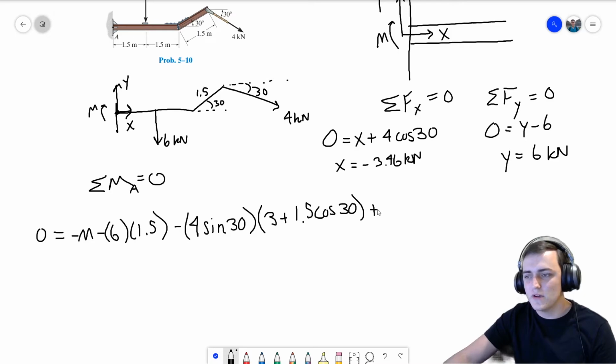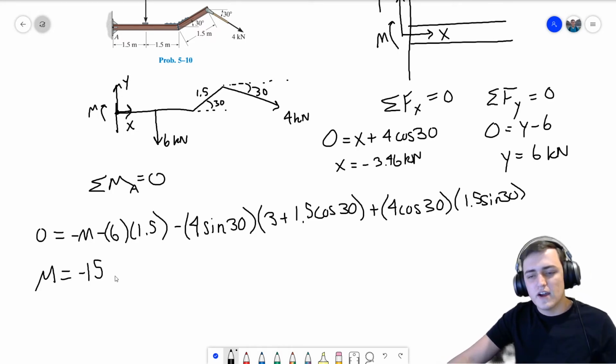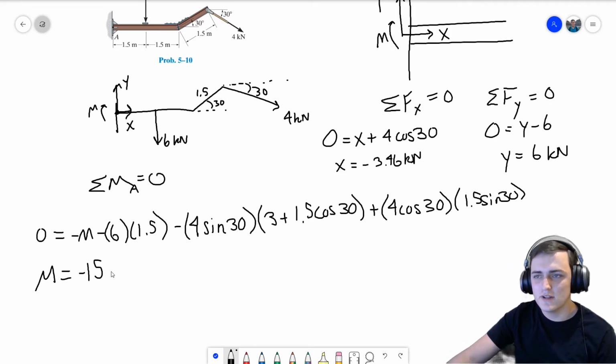Then there's the x component, right? 4 cosine 30. And that is applied at a y offset of, well, we only have this one beam. That's going to be 1.5 sine 30. And so we find that our moment is negative 15. And our units are going to be, well, kilonewtons times meters.